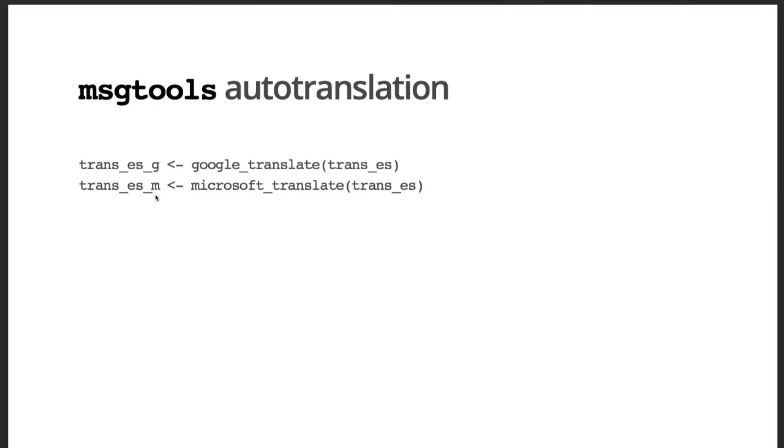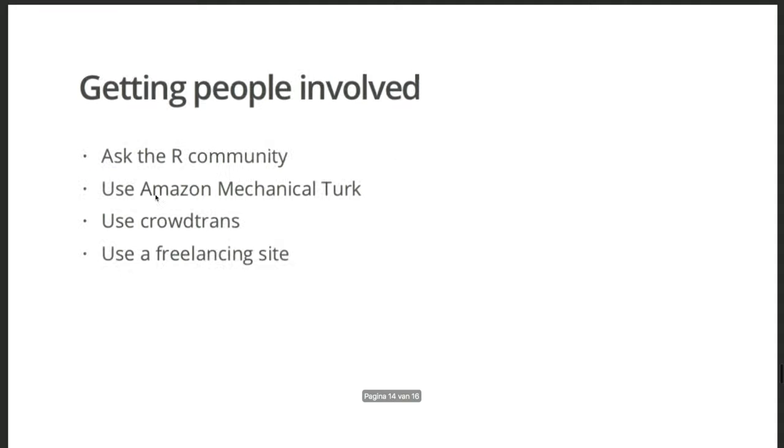So to do this in message tools, it's not quite on CRAN, but the functionality is already there. If you want to use Google Translate, you call the Google Translate function, and same for the Microsoft version, so you just call Microsoft Translate. This will give you a machine translation of your messages. And then if you do want a human to translate stuff, you've got 4 options.